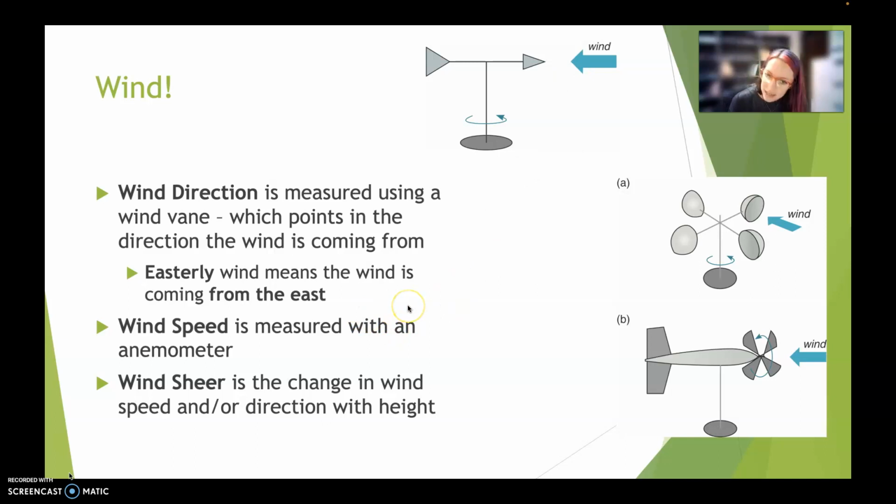Then wind speed is measured with an anemometer. With the examples that are given in your book, there's two. There's a cup anemometer, and it spins around, and there's a measurement of how many rotations per second there are, and it can measure the speed from that. Or there's one that looks like a propeller plane, right? And so this almost acts like both a wind vane and an anemometer.